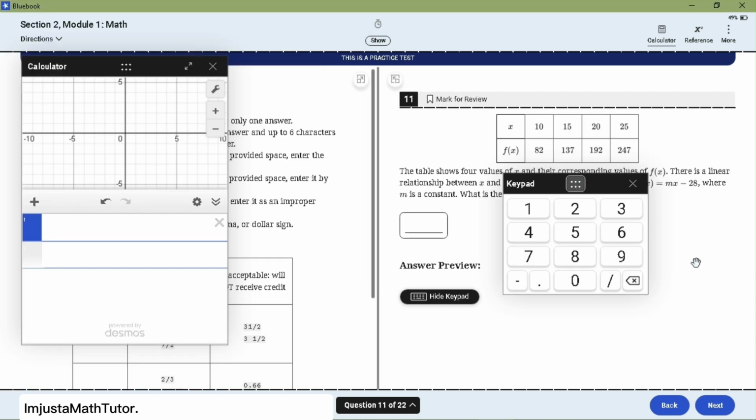I'm having a bit of a problem here trying to move the keypad, but I hope this won't happen to you, so I just had to hide it.